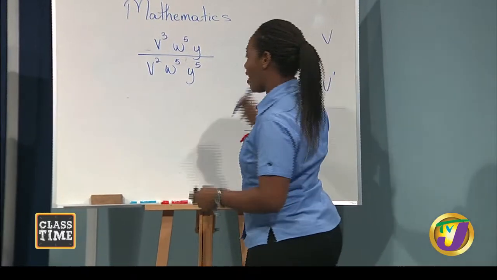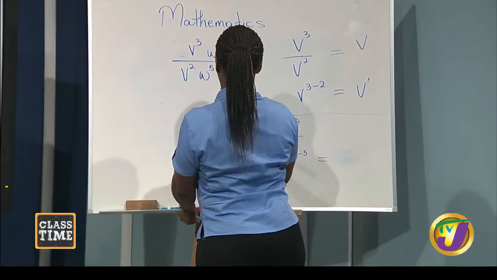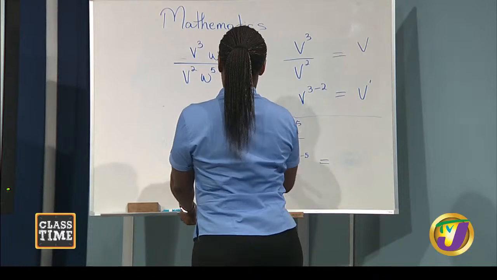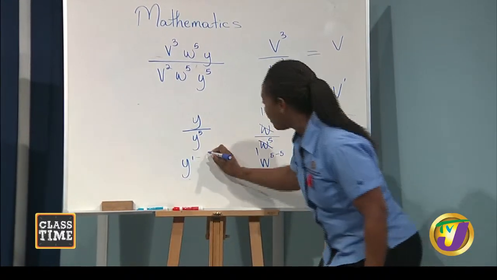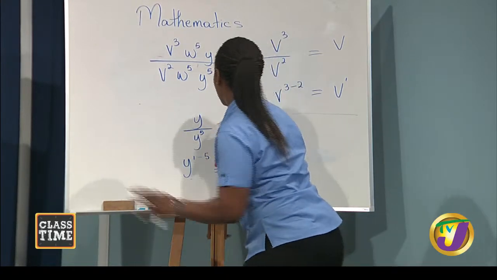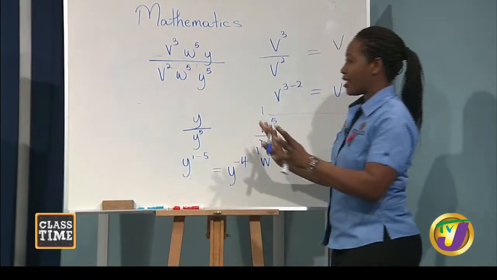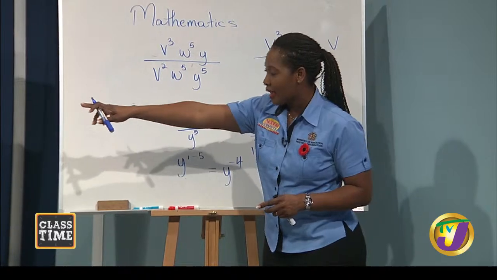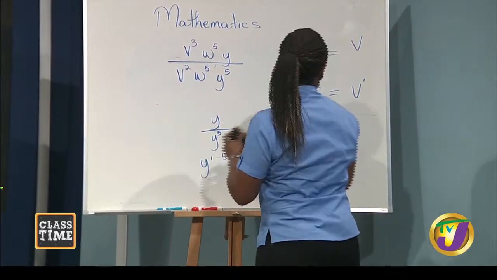Then we have the Y. We started off with Y. Even though we don't see 1 there, remember it's Y to the 1st power. So it's Y to the 1 power subtract 5, which would give me Y to the negative 4. These are all things that we're going to talk about. As you can see, I can see my 4 Y's at the bottom, in the denominator there.